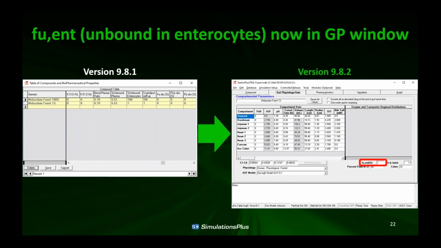For the enterocyte fraction unbound, in version 9.8.1, you need to go to the drug table and find the fraction unbound in enterocyte to change it. This adds an extra step if you want to modify these parameters in your simulation. With this new version 9.8.2, you can modify these parameters under the gut physiology, so there will be an extra term for the fraction unbound, and you can change these parameters.